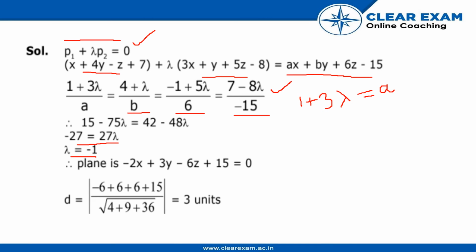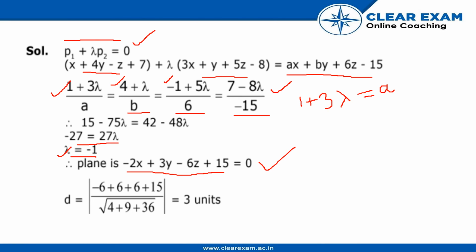Now we found out the equation of the plane, because we got the value of lambda, so we can put it here to get a, here to get b, and here to get c. So that's how we got the equation of the plane.